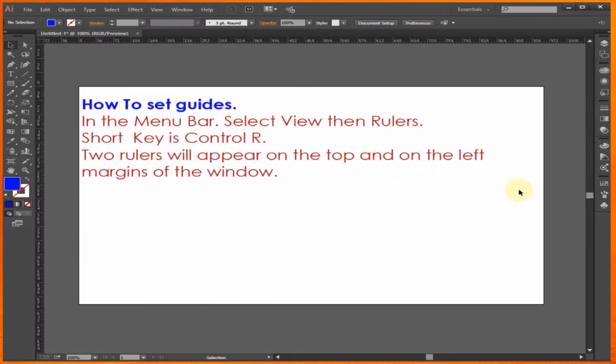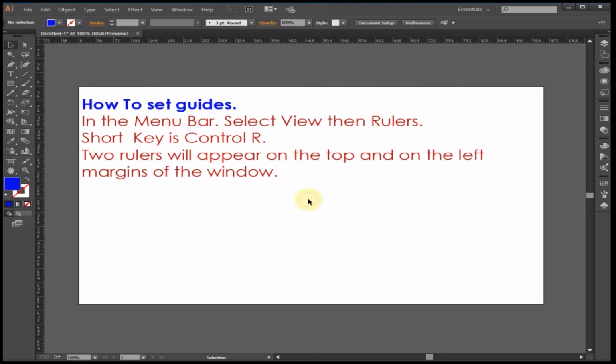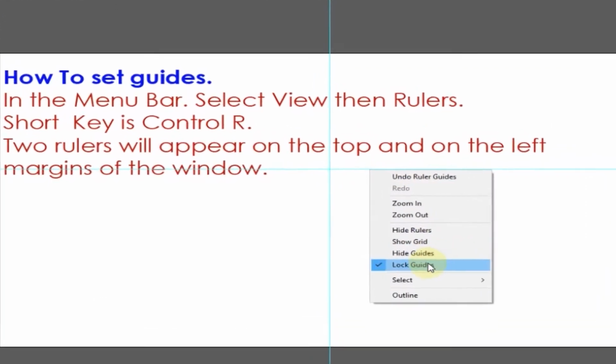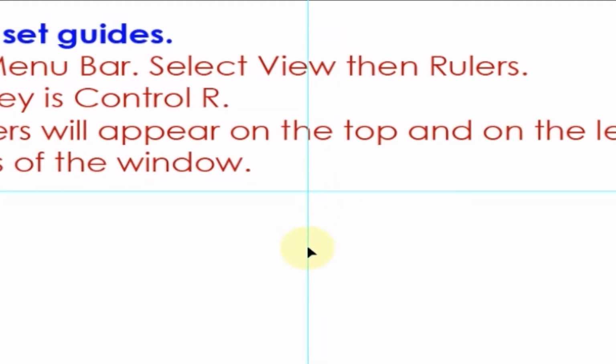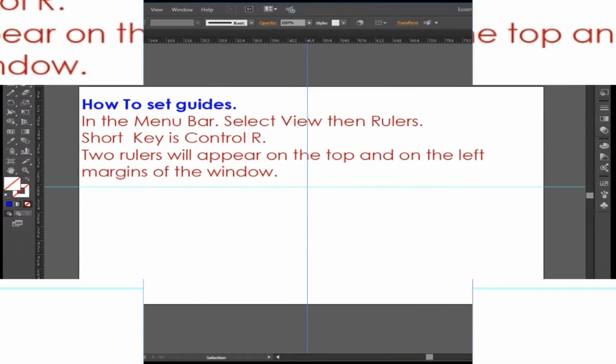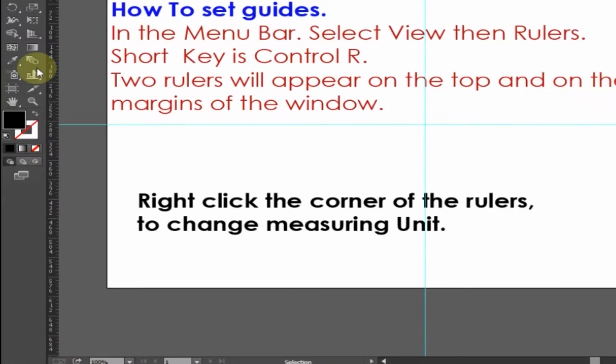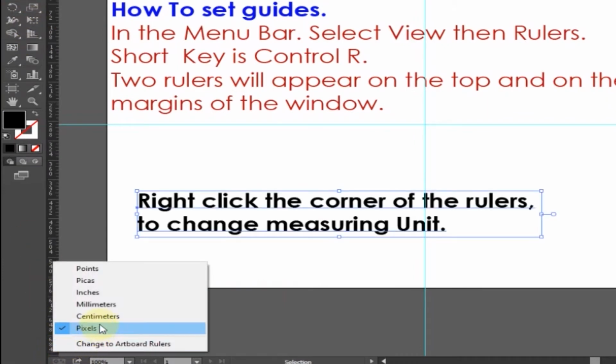Guides are an important tool to make objects in your desired proportion. To set guides, go to the menu bar, select View, then Rulers. The shortcut is Ctrl R. Two rulers will appear on the top and on the left margins of the window. Click on a ruler and drag towards the center of the page to set a guide. Click the corner of the rulers to change the unit of measure.